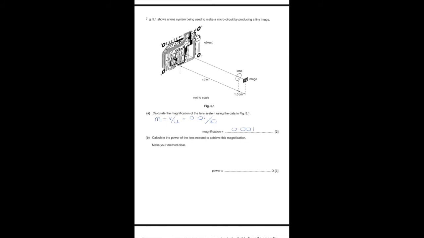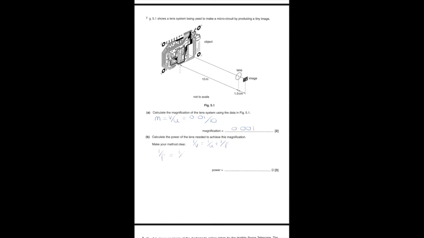Then we need to work out the power of the lens needed to get this magnification. So in this instance, we use our lens equation. Okay, so 1 over V is 1 over U plus 1 over F. We are after power, which is 1 over F. So if we rearrange that, we have 1 over V minus 1 over U. In this case, our value for V, as we said, was 0.01, minus our 1 over U, but remembering, of course, that U is negative. And when we work that out, we end up with a power of 100 diopters.